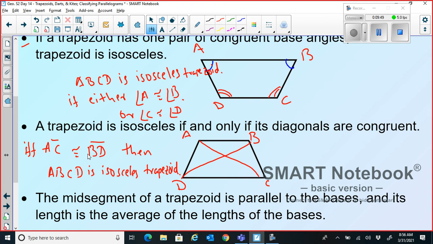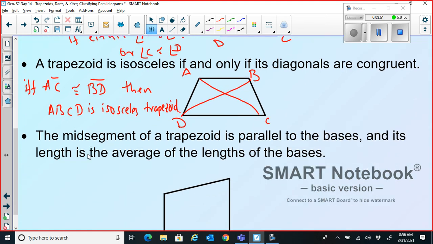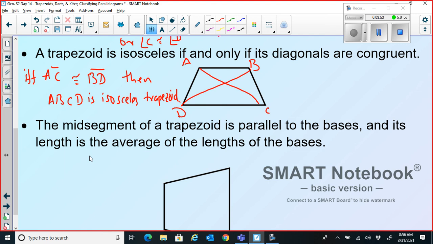The next theorem: the mid segment of the trapezoid is parallel to the bases and its length is the average of the lengths of the bases. This is a very important theorem. We will use this more often in today's class.